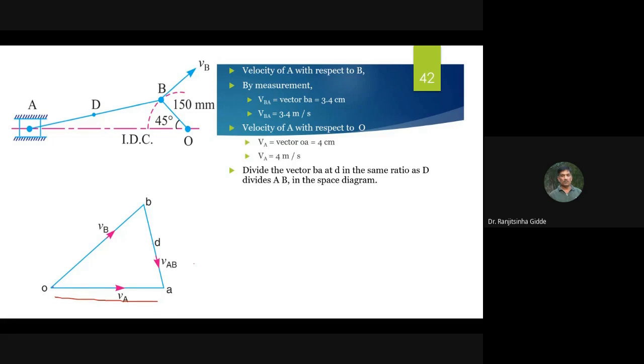Okay. Then as per the values you got, you can write VA is equal to. So I have displayed here 4 meter per second. Accordingly, you can write your values, and those should be referred while drawing the acceleration diagram.